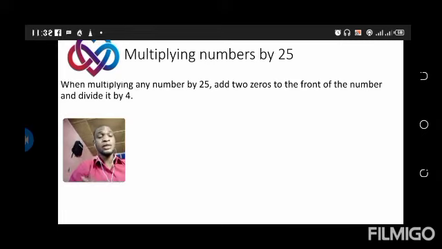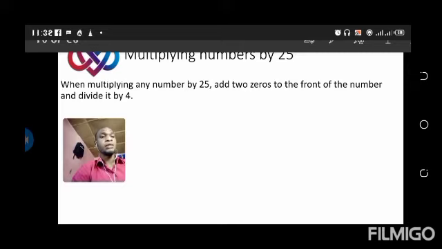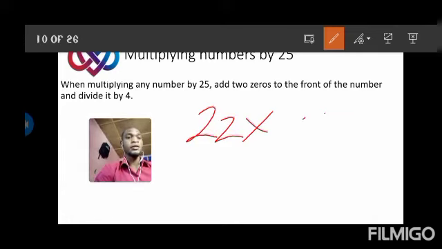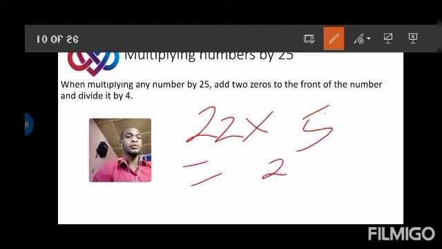Recently, in our recent episode, we looked at multiplying numbers by 5. And what did we do? Our agreement in multiplying numbers by 5 is simply, for example, let's have 22 multiplied by 5. We said we pick the number and add 0 to the back of the number, then divide it by 2.